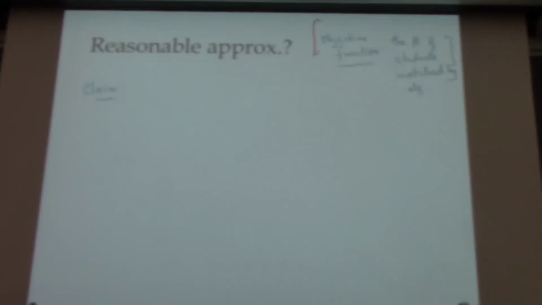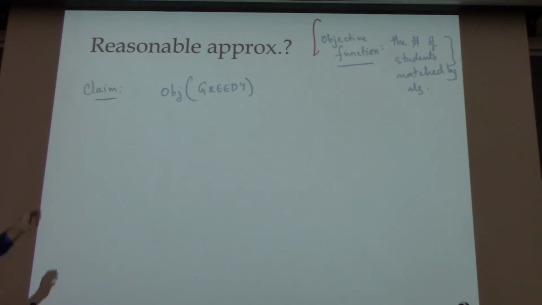Now I want to make a claim of the following form. I'll introduce a little bit more notation. The objective value of greedy I'm going to write as obj of greedy, just so that I don't keep writing objective value of greedy. And opt is the true optimum for the objective.